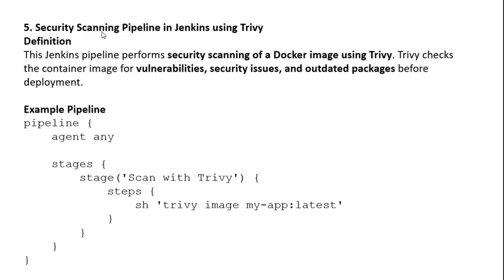Fifth is the security scanning pipeline in Jenkins using Trivy. The Jenkins pipeline performs security scanning of a Docker image using Trivy, and Trivy checks the container image for vulnerabilities, reliability and security issues, and outdated packages before deployment. Example of the pipeline: pipeline, agent any, stages, stage 'Scan with Trivy', steps, sh 'trivy image myapp:latest', and then all the curly braces are closed.